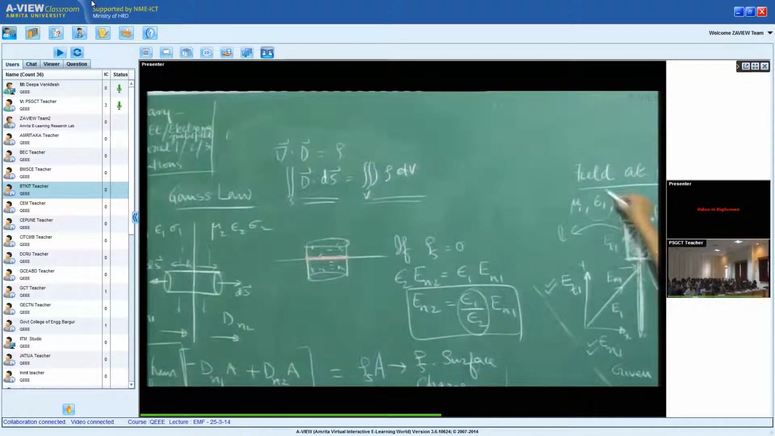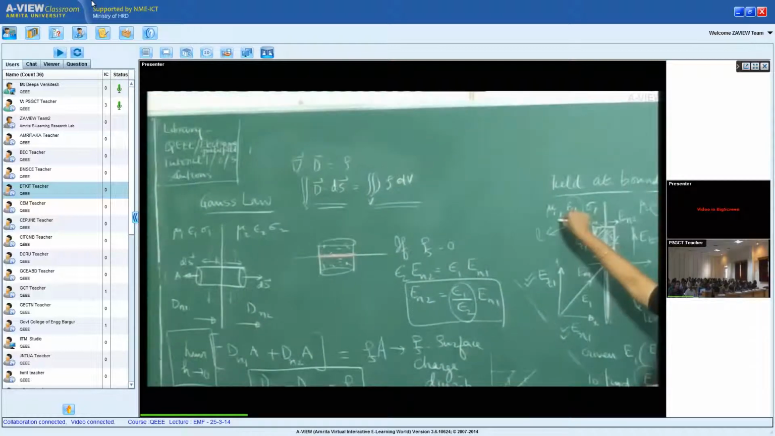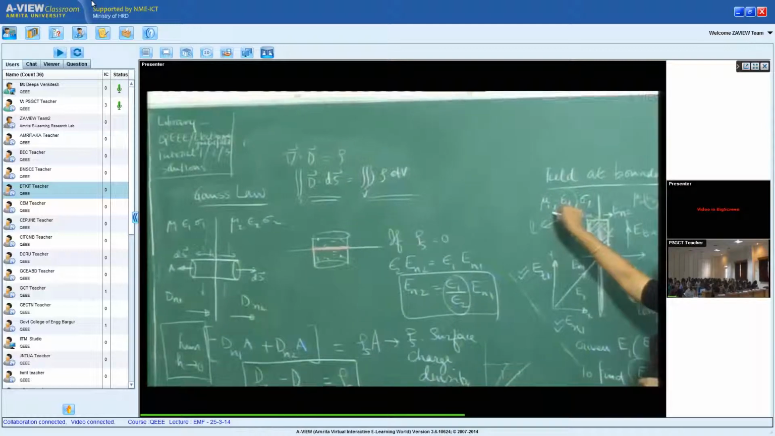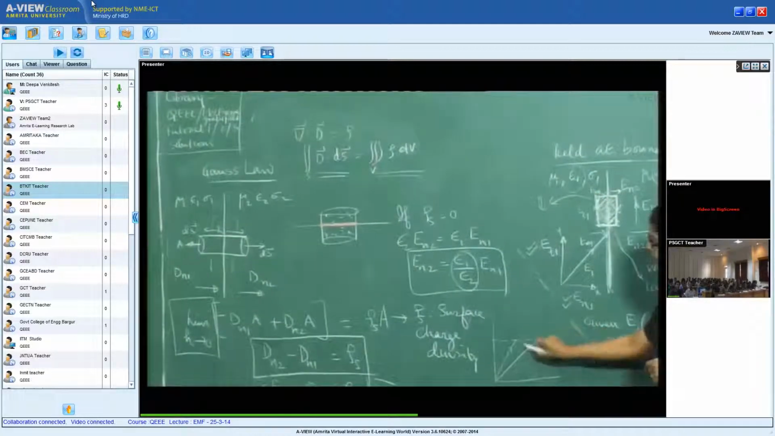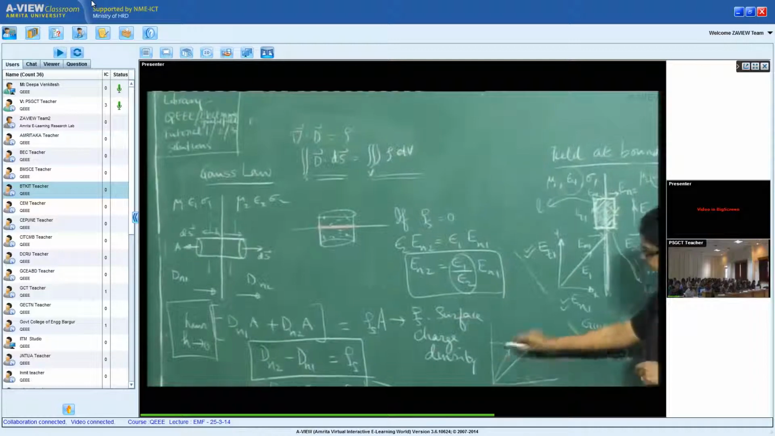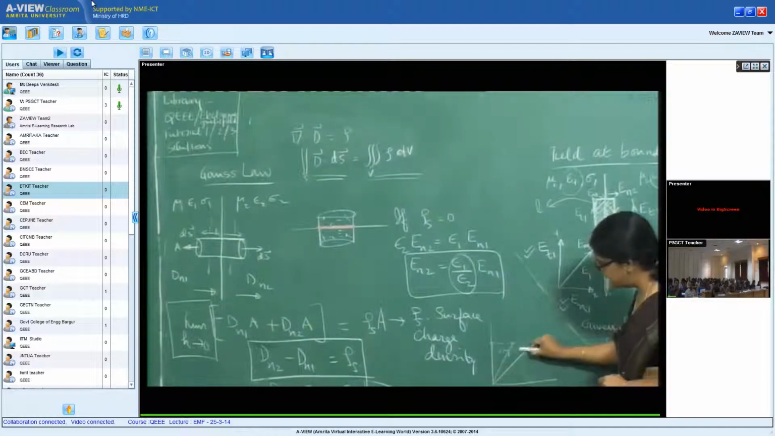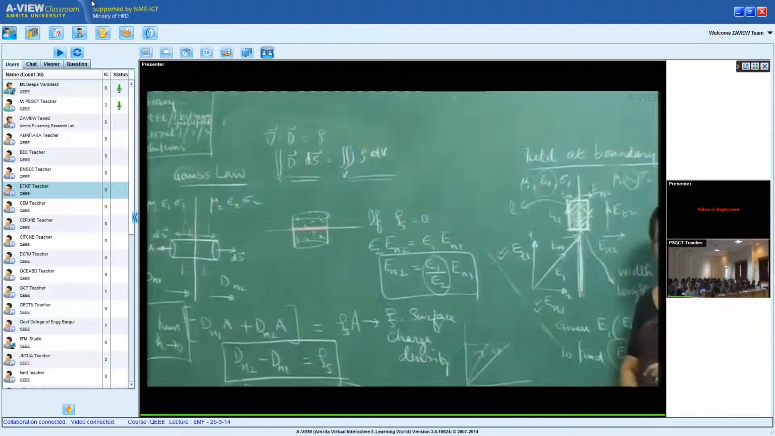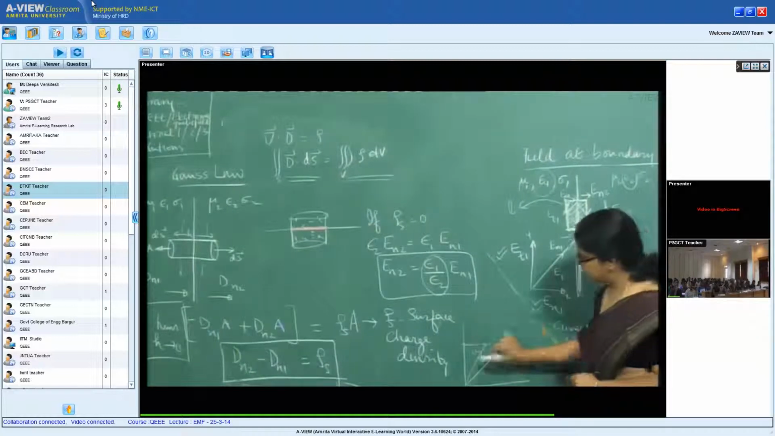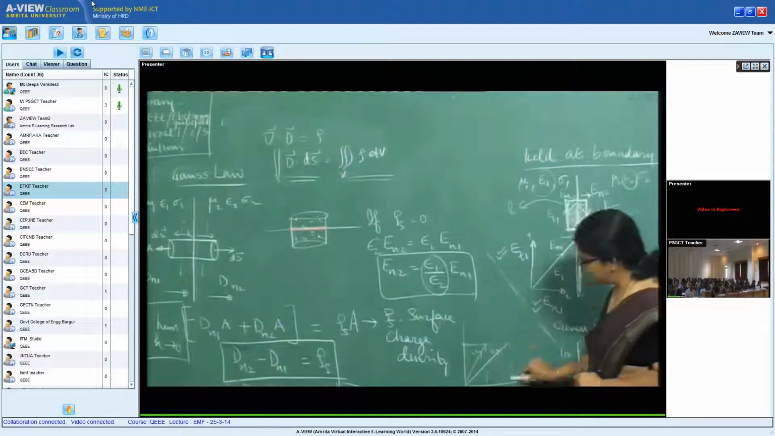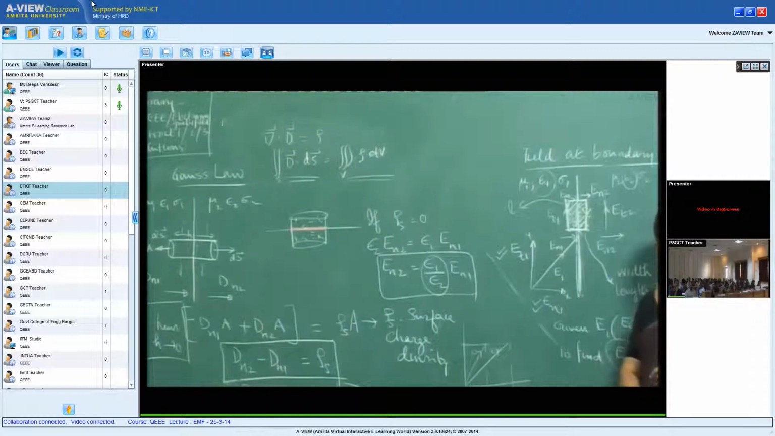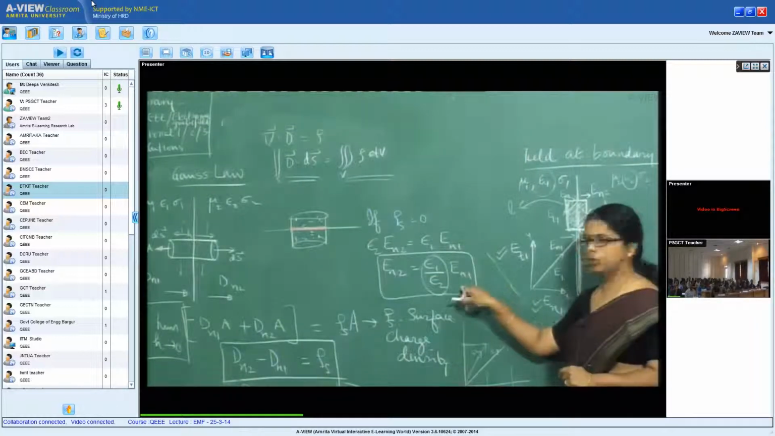So long as I have two distinct permittivities on the two media, my fields are going to be different, because even though the tangential components are the same. So if this is E1 and this is E2, I'm giving you an example, the tangential components are the same, but the normal components are different, which is the ratio of these.